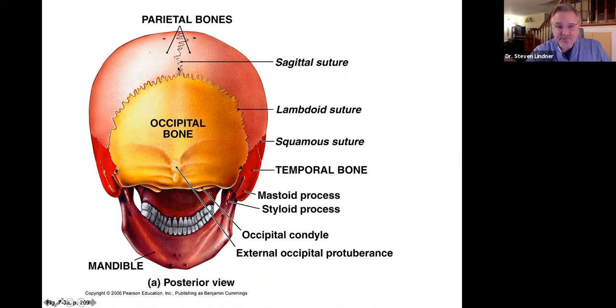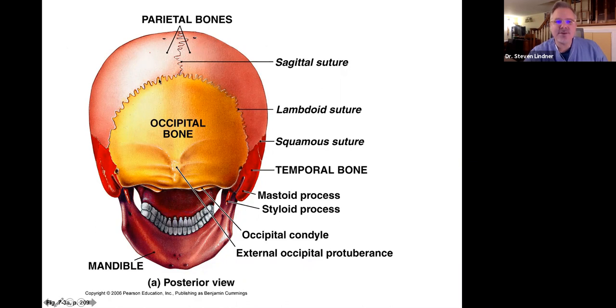Then there's this suture called the sagittal suture. You guys remember the sagittal plane from the first exam. So this is the sagittal suture, which is nothing other than the union of when these two parietal bones come together. That point of attachment, that union, is called the sagittal suture. So you have paired parietal bones. You have a right and a left parietal bone.